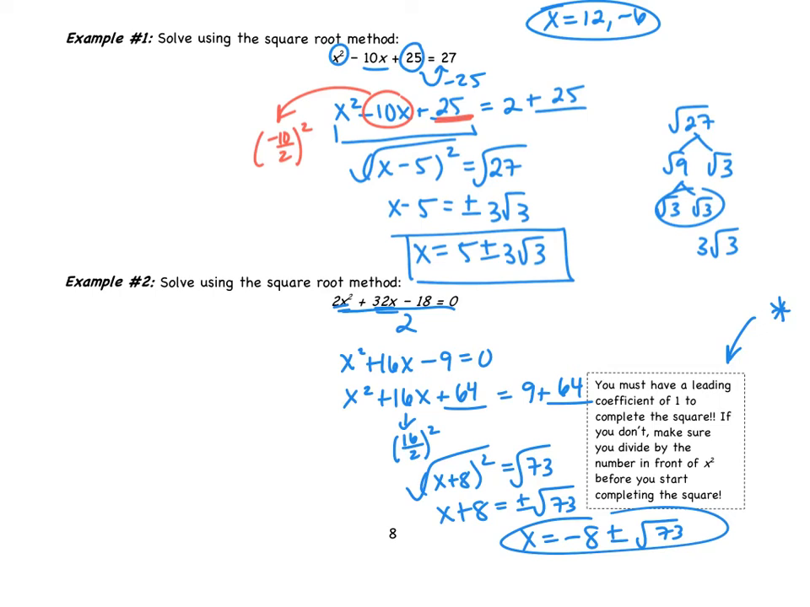Again, make sure you have the right number of solutions. X squared means we're going to have 2 solutions. Okay, that's the basic idea of completing the square. So let's jump to the next page of notes.